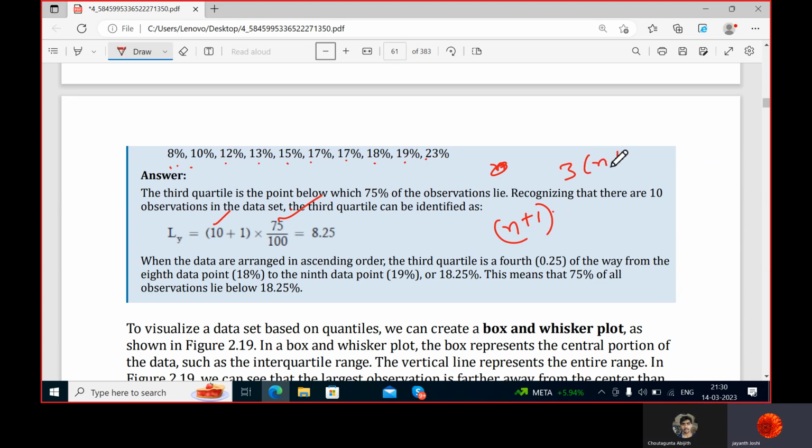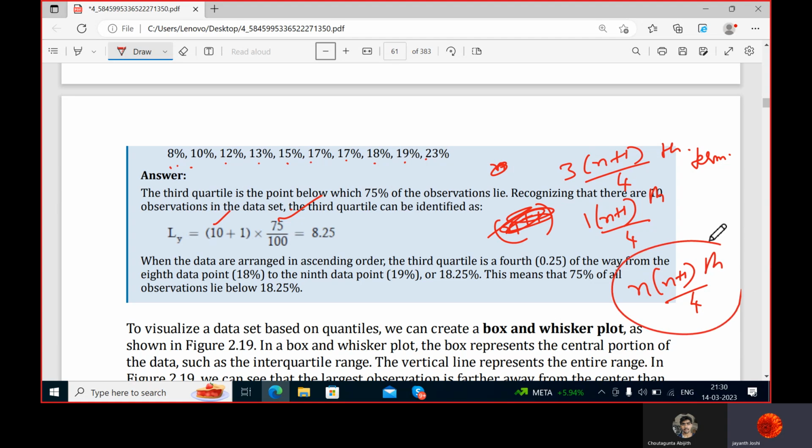Into n plus 1 by fourth term. Can I take this? Well, you'll get the same answer. It is the same thing, no? And 1 into n plus 1 by fourth term. Okay, so I can write it as n into n plus 1 by fourth term for quartiles.